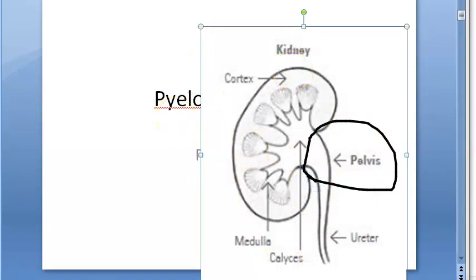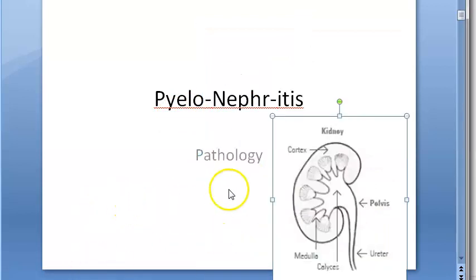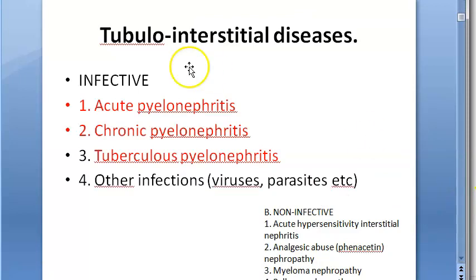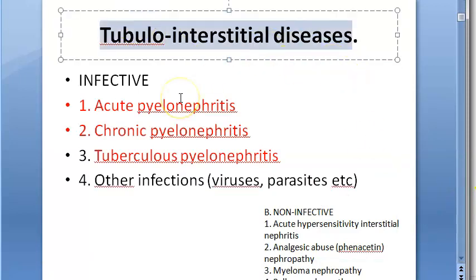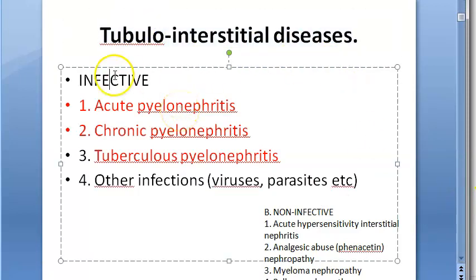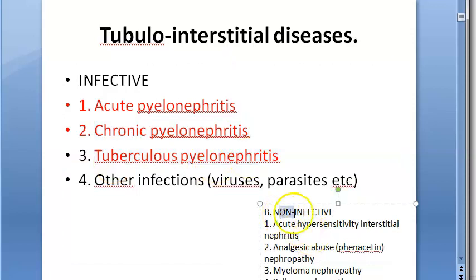Here, this is a tubulointerstitial disease. And here in tubulointerstitial diseases, there are two types, infective and non-infective. In infective, you come across acute pyelonephritis, chronic pyelonephritis and tuberculous pyelonephritis. In the non-infective, you have the nephropathy.